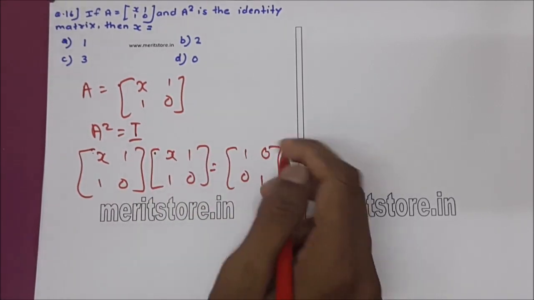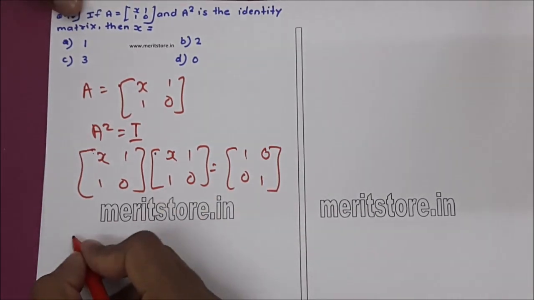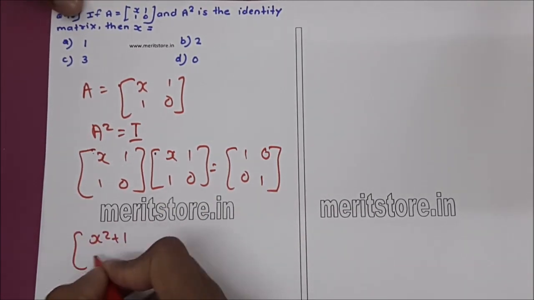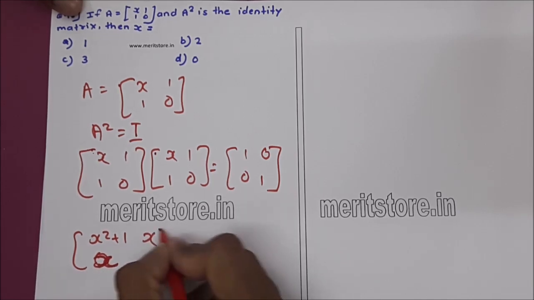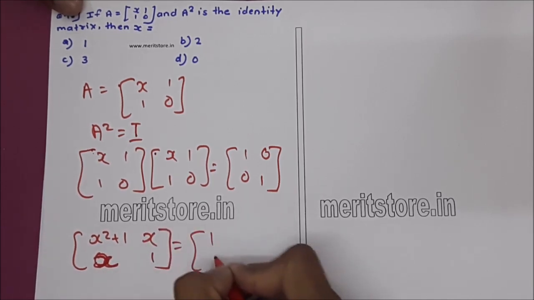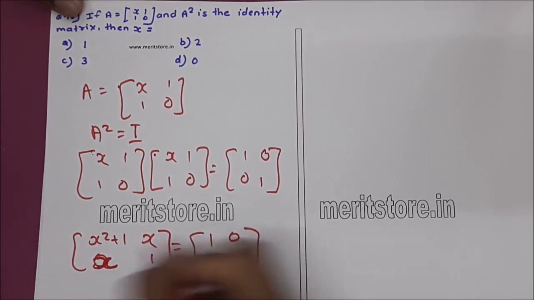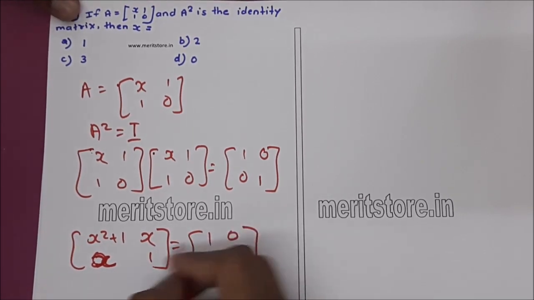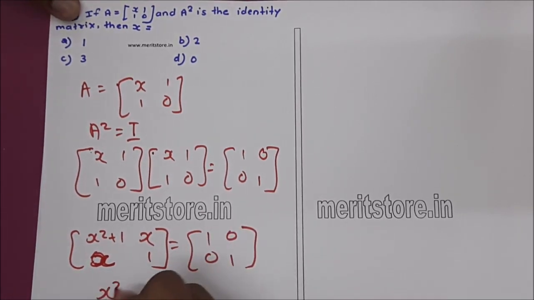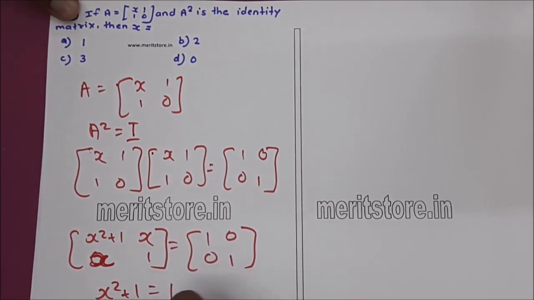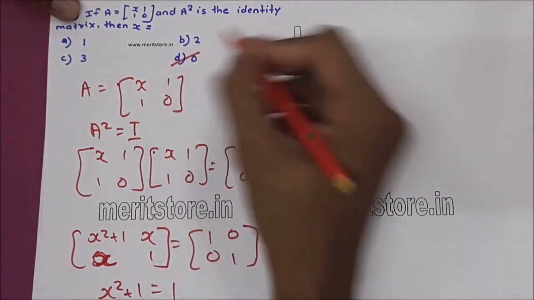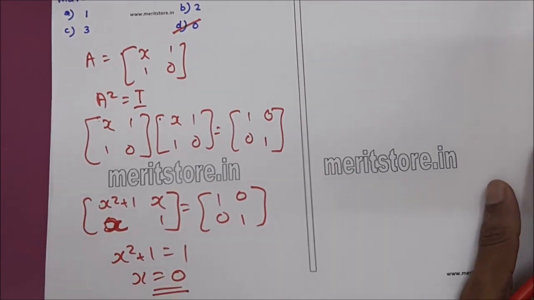We solve this, we get [x square plus 1, x; x, 1] equal to [1 0; 0 1]. We compare the matrices with the elements, we get x square plus 1 is equal to 1. We solve for this, we get x is equal to 0, which is option B. Option B is the correct answer.